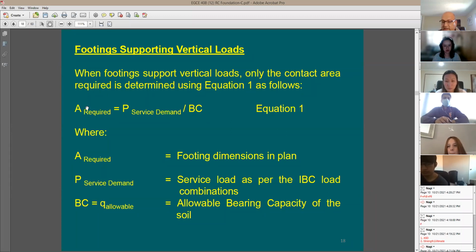When I start my design here, I don't have the area required. This is going to be my unknown. I have the service demand. I have the loads coming to the column, coming to the footing. And I have the allowable bearing pressure from the soils engineer. The question is, how much is this area required? And this is going to be the main equation I'm going to be using to determine the required contact area between the footing and the soil when you have only vertical axial load.